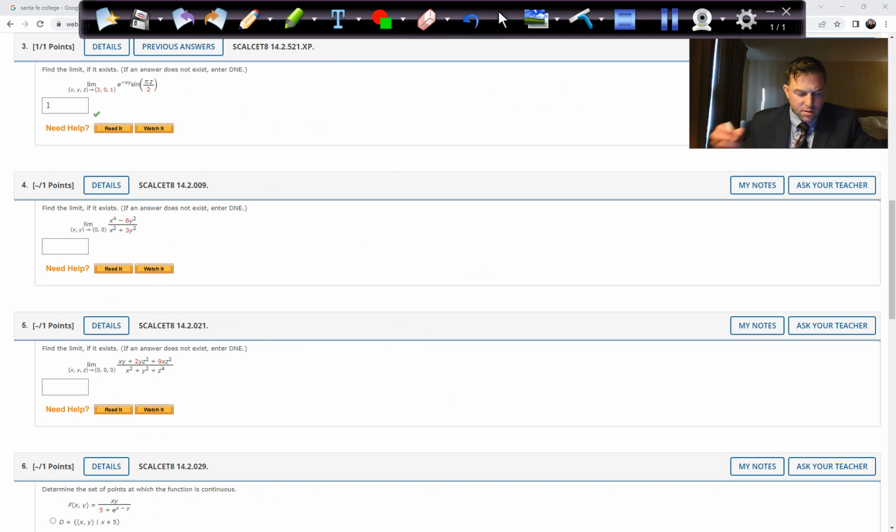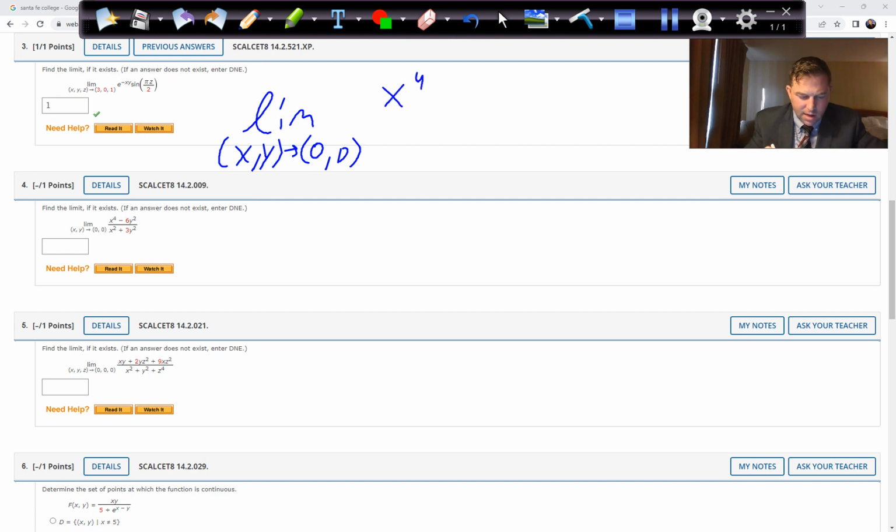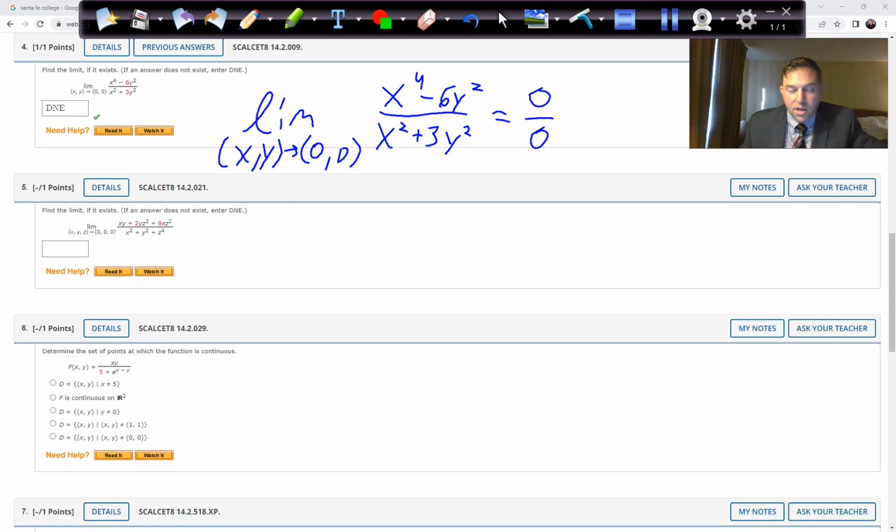Okay, problem 4, we have the limit as xy approaches the origin, 0, 0, of the function x to the fourth minus 6y squared over x squared plus 3y squared. Now, when you plug in 0, everything's going to go away, and this would be 0 over 0. So we have to see how we handle that. Because we can't divide by 0, we're going to get that this limit does not exist. So you'll type in the box, does not exist.